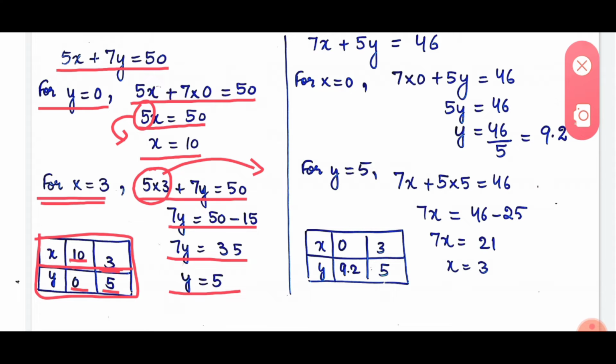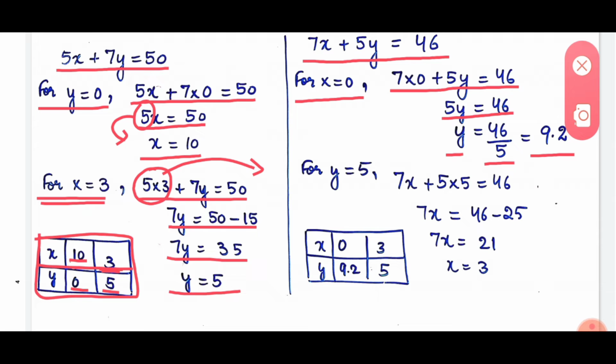Now let us find the points for the second equation, which was 7x plus 5y equals to 46. Here I am substituting the value of x as 0. So 7 into 0 plus 5y equals to 46, or 5y equals to 46. Y will be equals to 46 upon 5, which is 9.2.